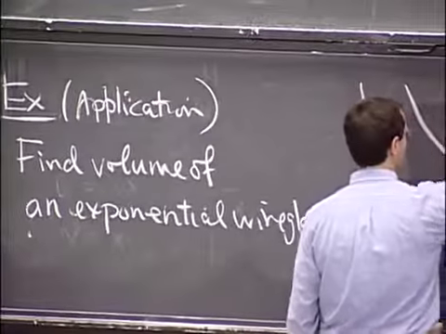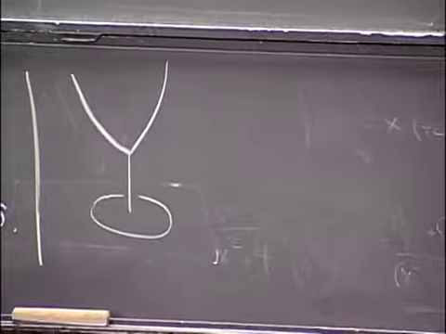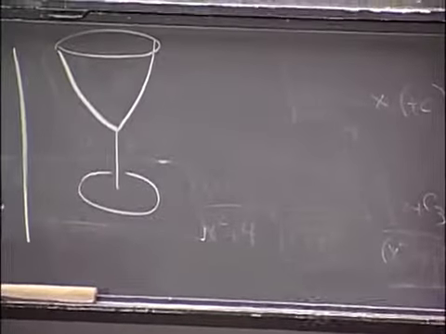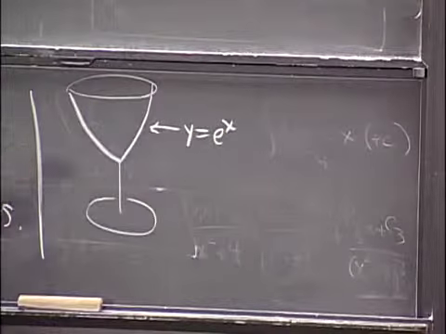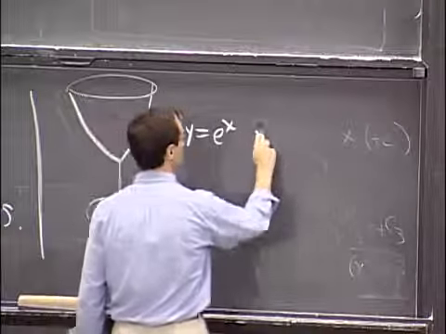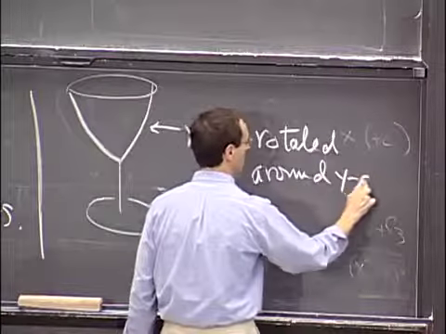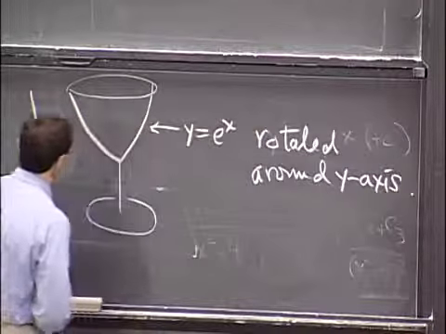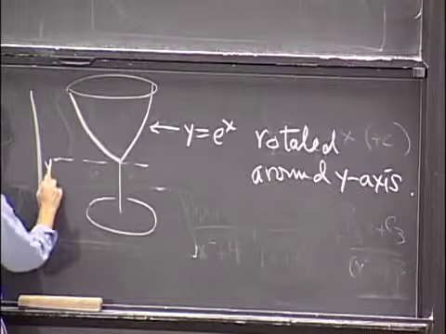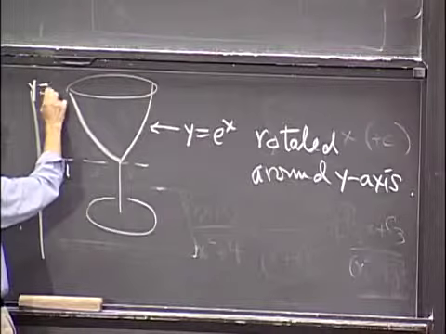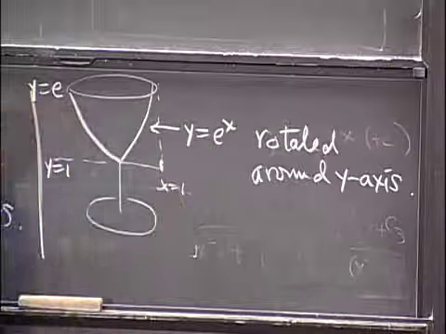So let's see. It's going to be this beautiful guy here, I think. Okay, so what's it going to be? This graph is going to be y is equal to e to the x. There, and we're going to rotate it around the y-axis. And this level here is the height y equals 1, and the top, let's say, is y is equal to e, so that the horizontal here coming down is x equals 1. Okay?